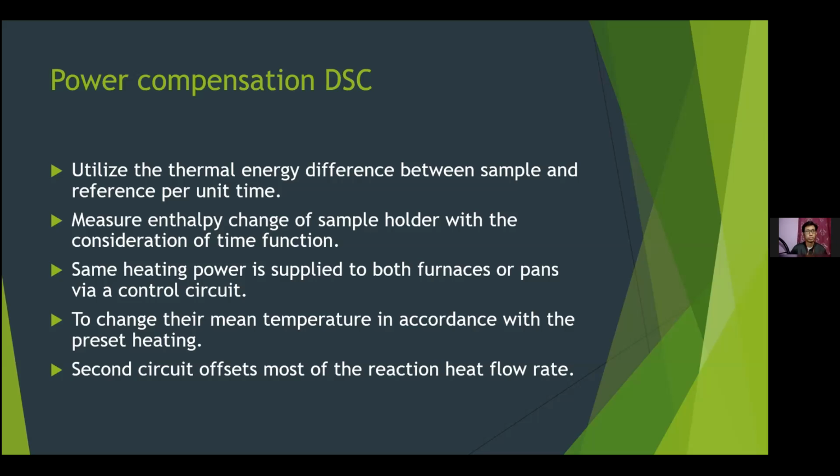Both the measurement signal and the input signal of a second control circuit are the temperature difference. The second circuit offsets most of the reaction heat flow rate by increasing or decreasing an extra heating power of the sample furnace.